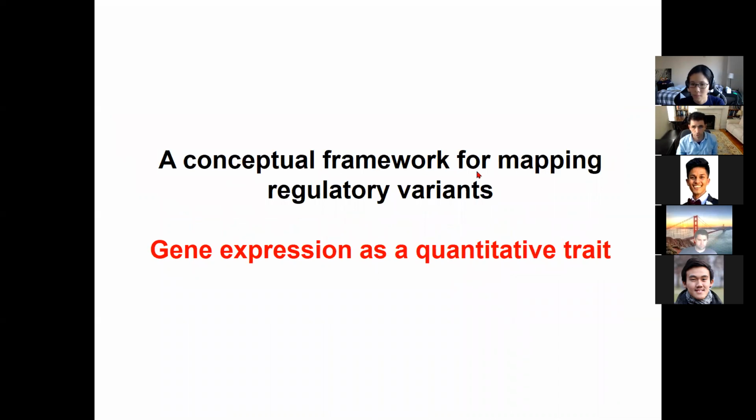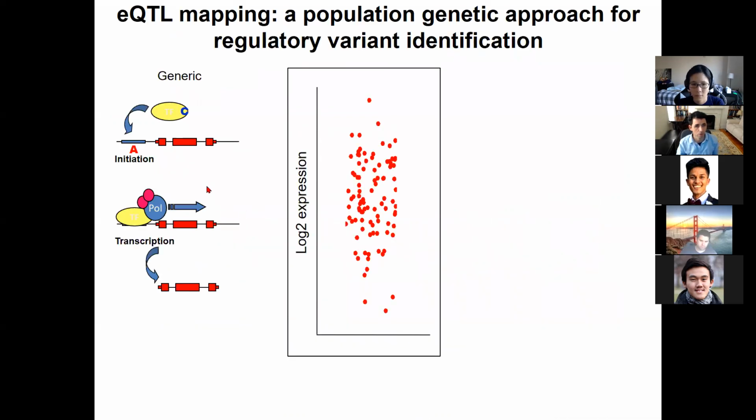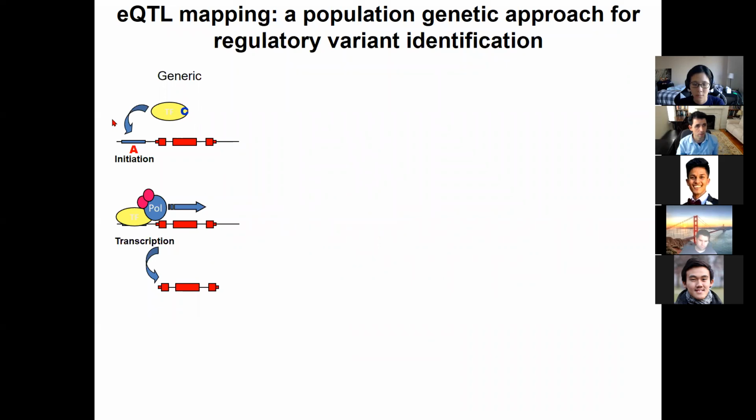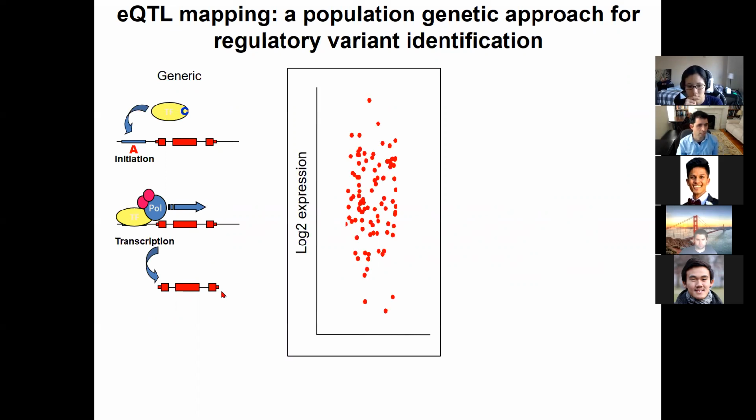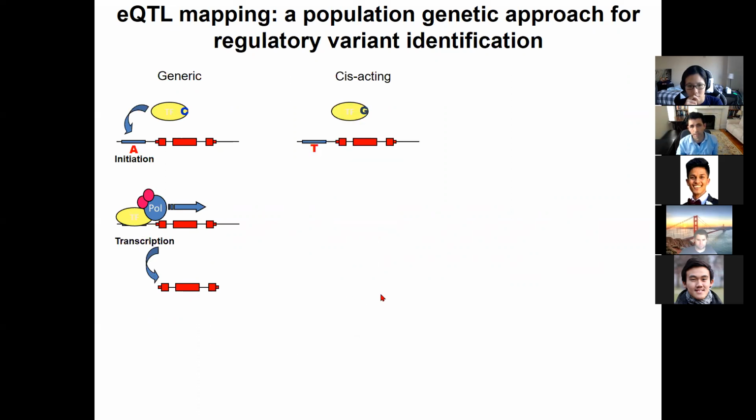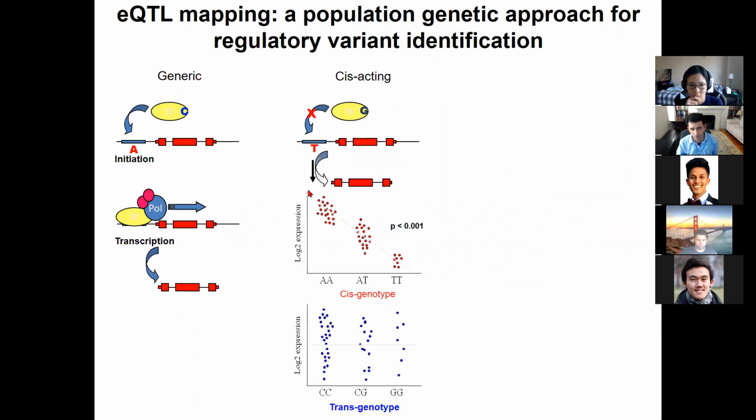So what is the conceptual framework for mapping these regulatory variants? Basically, we're looking at gene expression as a quantitative trait. The key idea is that I'm looking at genetic variation and how it might impact initiation, transcription, translation, degradation, and so on. And then for cis-acting variants, I'm going to look for the relationship between genetic variation in that location and the expression of the gene nearby.